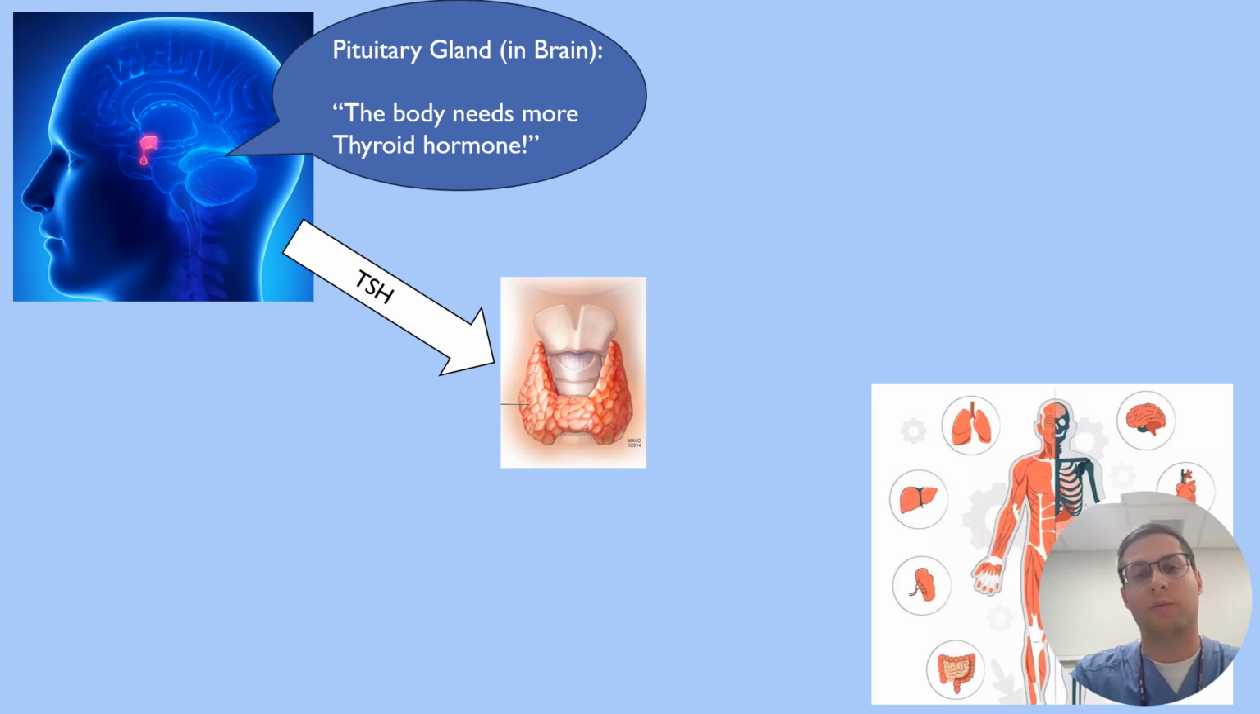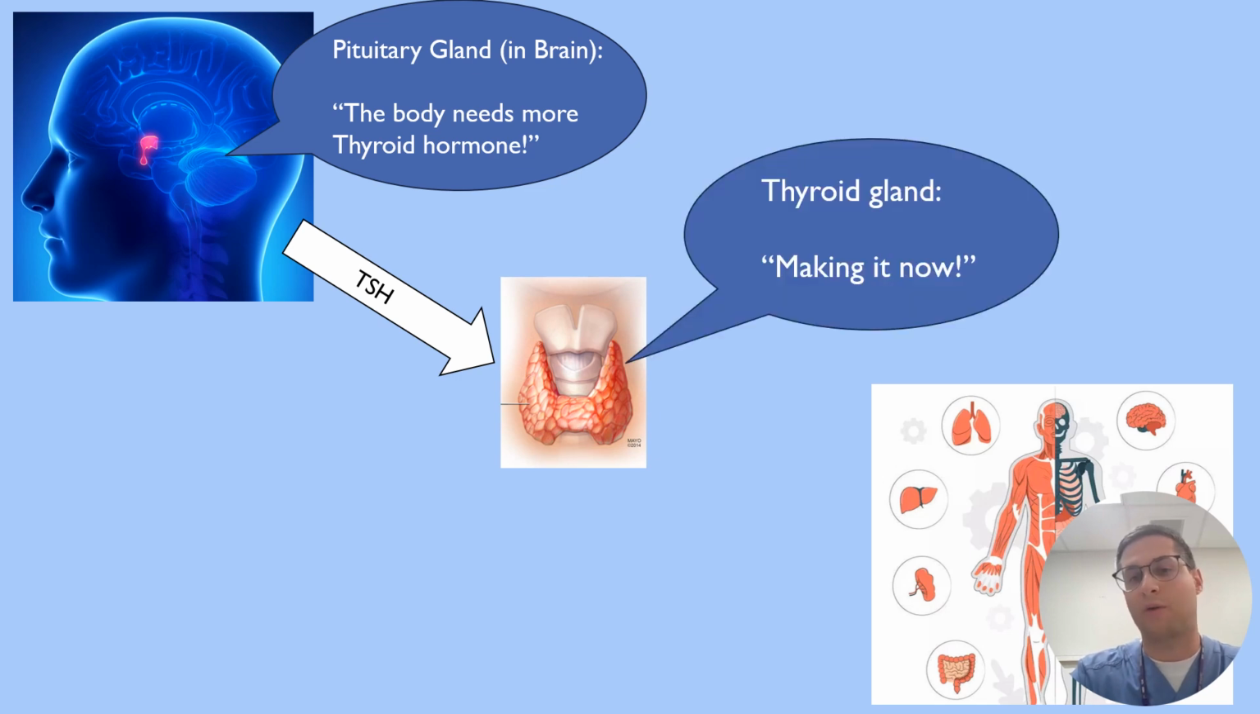TSH stands for thyroid stimulating hormone, basically telling your thyroid to work more. So in this picture, the pituitary gland says, hey, thyroid, we need more thyroid hormone. And it will send TSH to the thyroid to get it to start working. Once received, thyroid gland will say, hey, I'm making it now and getting ready to send it to the rest of your body. So once the thyroid hormone is made, it's released as T3 and T4, as I described before.